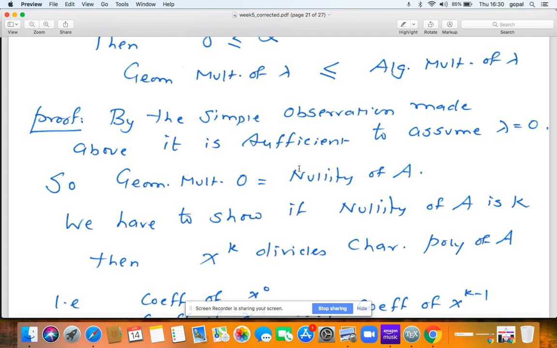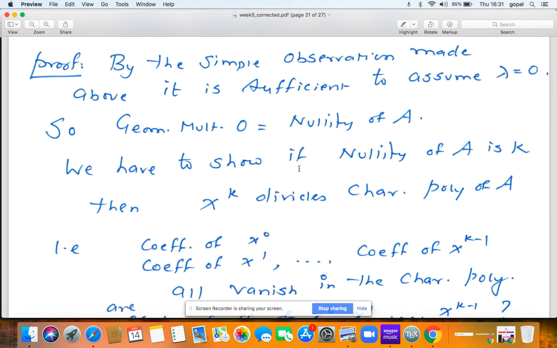We have to show that if the nullity of a matrix is K, then x to the power K divides the characteristic polynomial. If we succeed in showing this, that means that the characteristic polynomial of A will have x to the power K as a factor, and this factor is repeated at least K fold. That means that 0 will be a root, at least a K fold root.